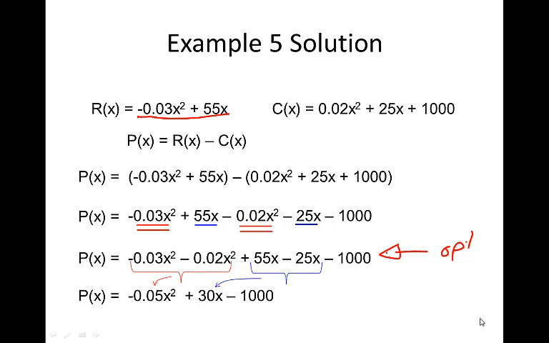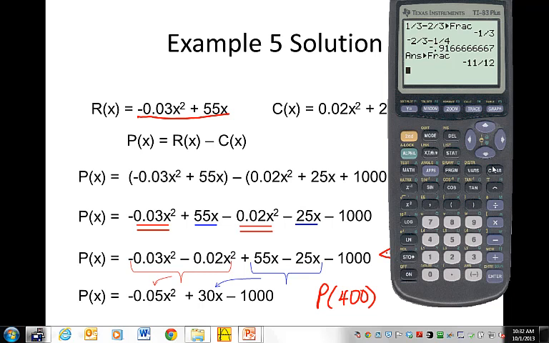It does say to evaluate when we had 400. So what's our profit? So what is P of 400? Definitely a calculator problem. Let's pull it up. We'll go ahead and clear it out. And so we can say negative 0.05 parentheses 400 squared plus 30 times 400 minus 1,000. So the profit would be $3,000.